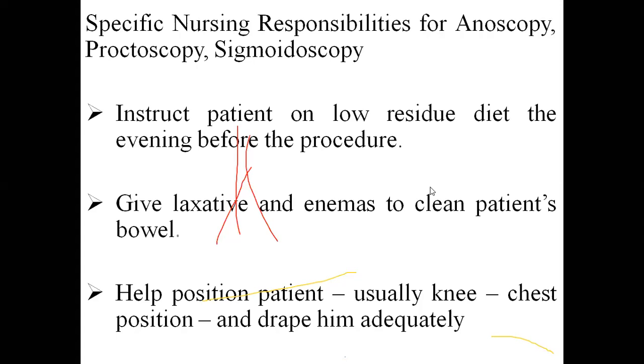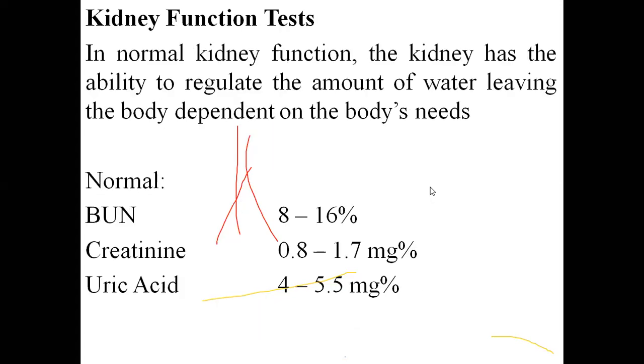Then place the patient in the knee-chest position and drape the patient adequately so that the patient will not be unduly exposed. Then another investigation that is done here is the kidney function test. In normal kidney function, the kidney has the ability to regulate the amount of water leaving the body depending on the body's need. The function of the kidney is majorly to eliminate substances that are not useful in the body so that the blood can be purified for circulation when excretion is needed by the renal part.